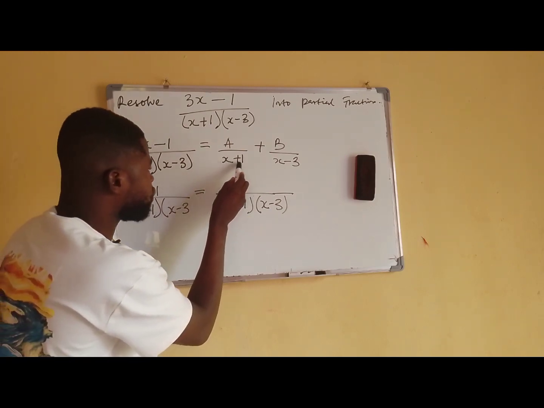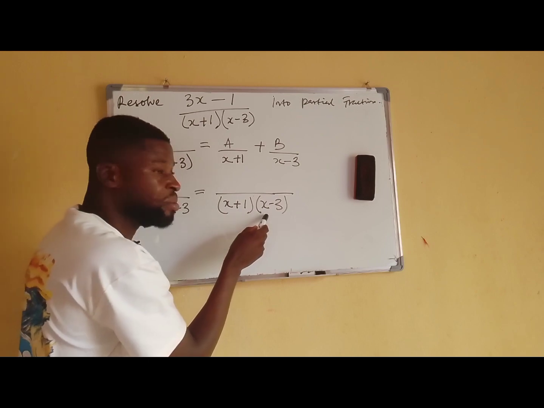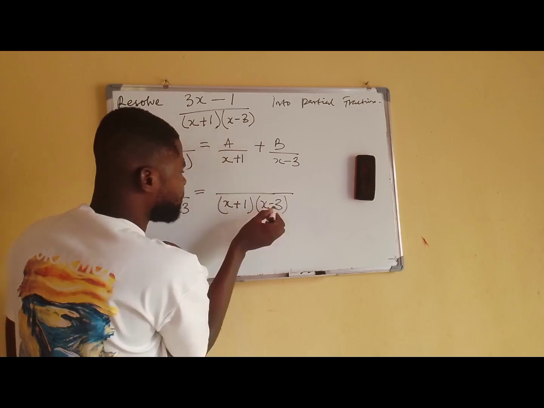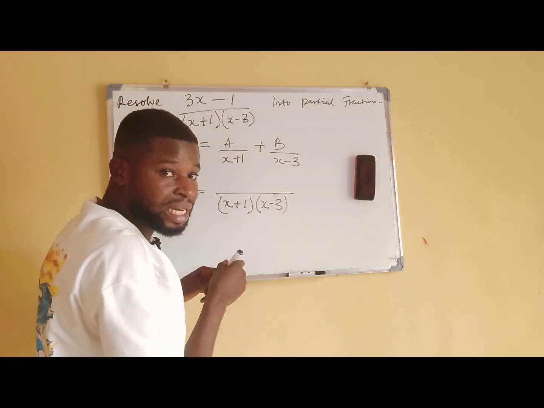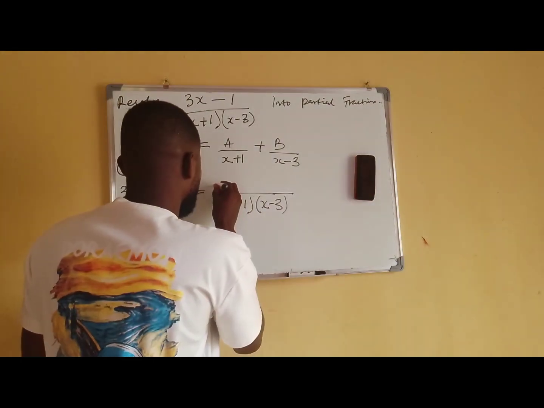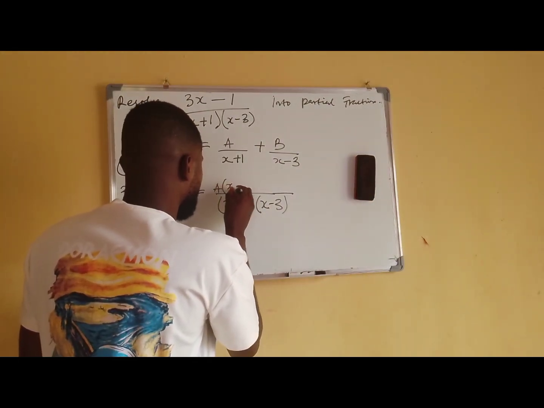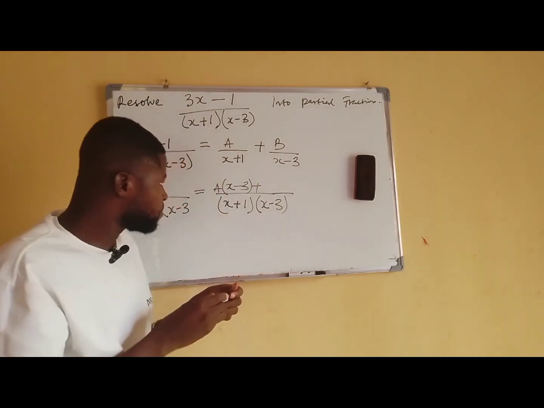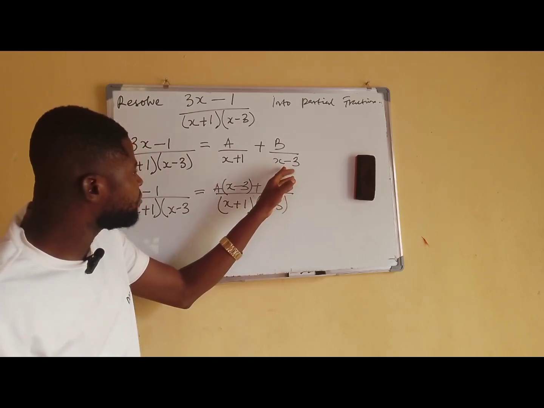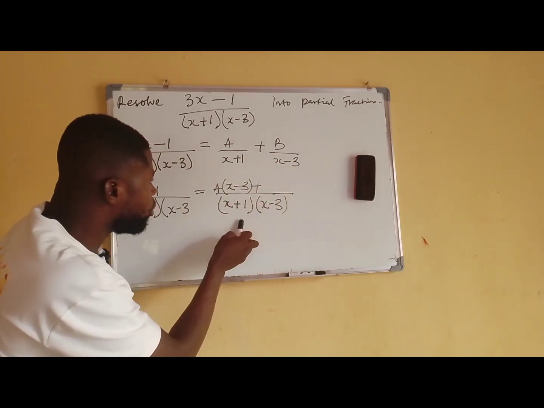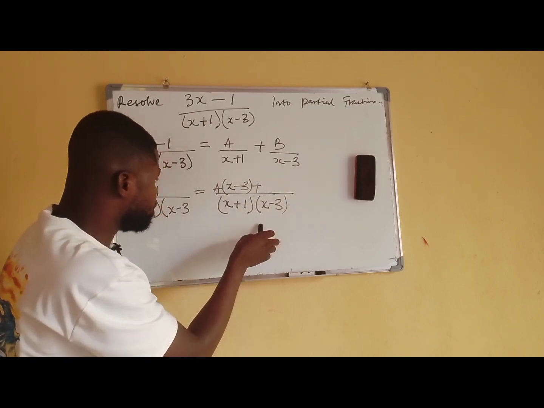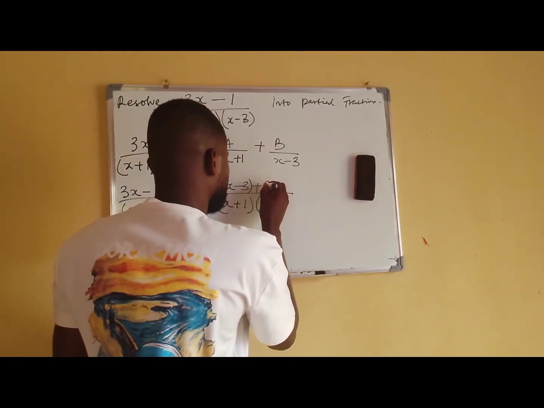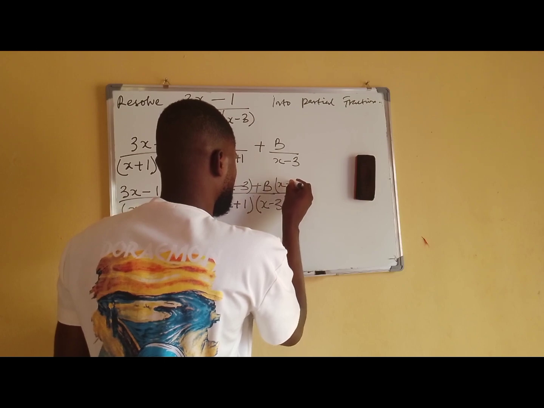You see that (x + 1) will cancel (x + 1). It will remain (x - 3). Now you say A, which is the numerator, multiplied by (x - 3). Are you getting what I'm doing? That is A in bracket (x - 3). You close it, plus. Now on this side, we have (x - 3) divided into the whole of this. You see that (x - 3) will cancel each other. What will be remaining will now be (x + 1), and that is B in bracket (x + 1).